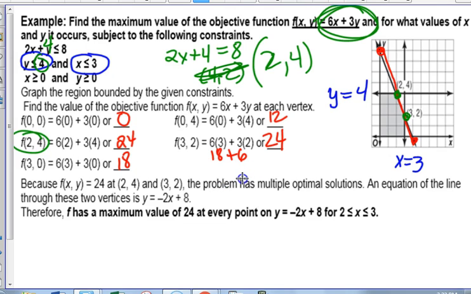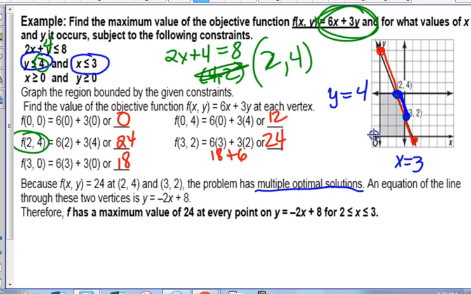What was the maximum amount we ever got? 24. But it occurred where? At 2 different places. Okay? It occurred here and here. That means every point along that little stretch is a solution. Okay? The maximum will occur at multiple places. It occurs at 2, 4 and at 3, 2 and all points in between.